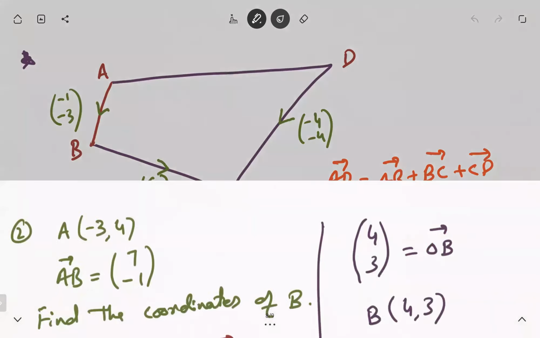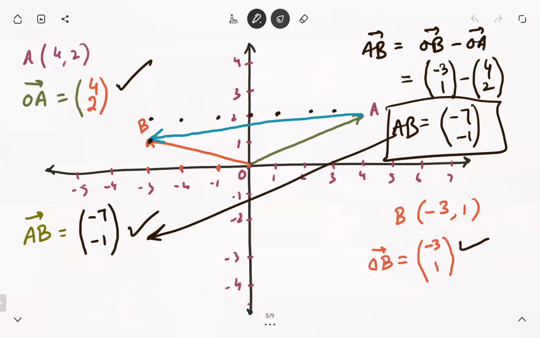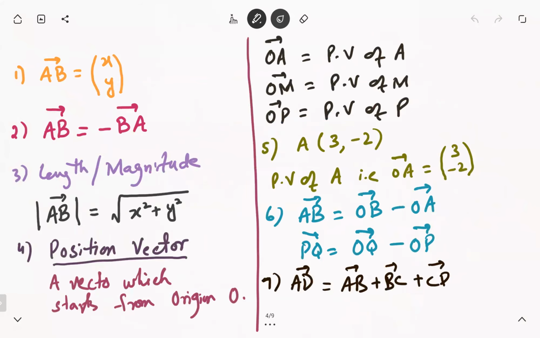Okay, we were doing the topic vectors, and till now these are the important points we have done. First, how to write a given vector in the form of a column vector xy. Then, if you change the direction of a vector, the sign will change: AB is equal to minus BA. How to calculate the magnitude of a vector? Magnitude of a vector means the length of a vector. It's simply the square root of x square plus y square.